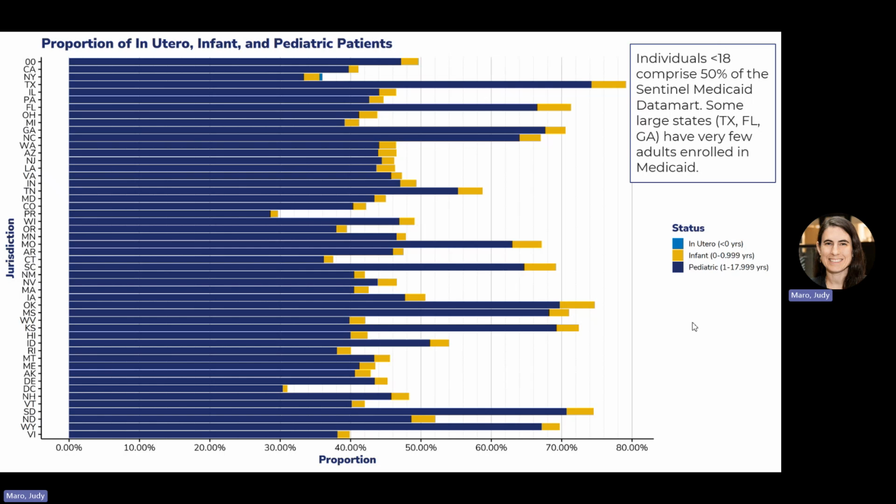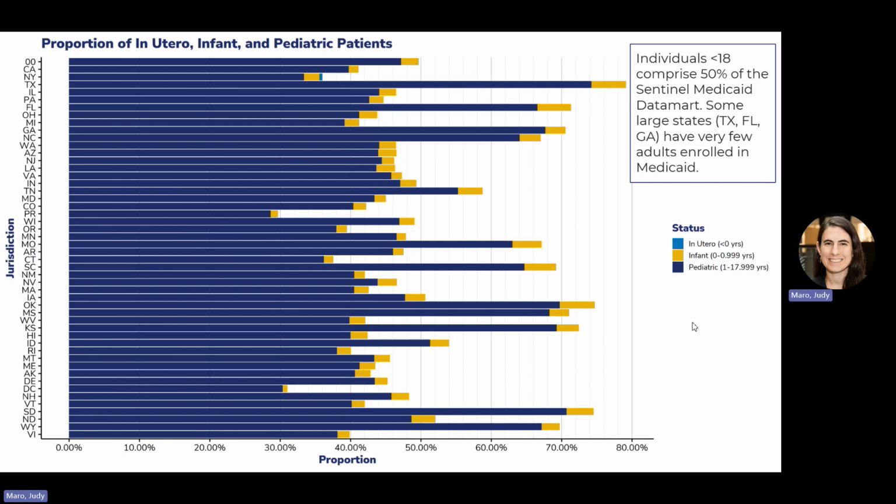And so what we're looking at here is, again, to understand a little bit more about the heterogeneity between jurisdictions. We see that some large states like Texas, Florida, and Georgia have very few adults enrolled in Medicaid. And you can see that reflected because their bars go all the way across the screen, getting close to 80% of their data sets that include pediatric patients only.